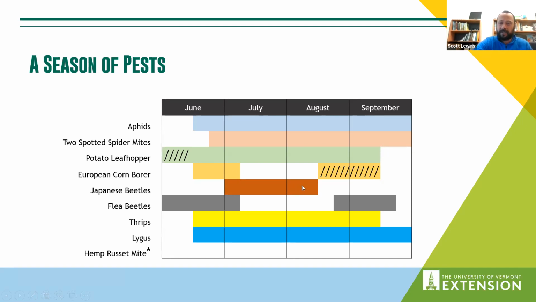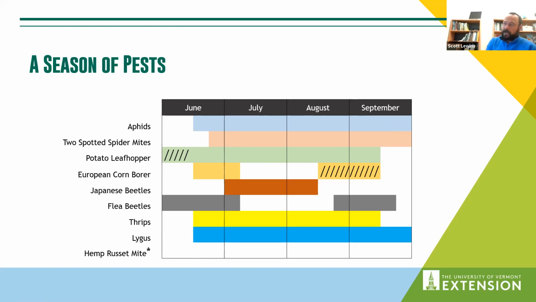Japanese beetle is really only around for about a month and a half or so, before flower development, and so not really a problem. Flea beetles, 2 discrete generations. Again, if there's a problem, it's going to be in this early season when you have really small plants and a high population of overwintering adults. Thrips and Lygus bugs, again, those will build over the season, but are not problematic. And then hemp russet mites might, if they show up, but they haven't yet in Vermont.